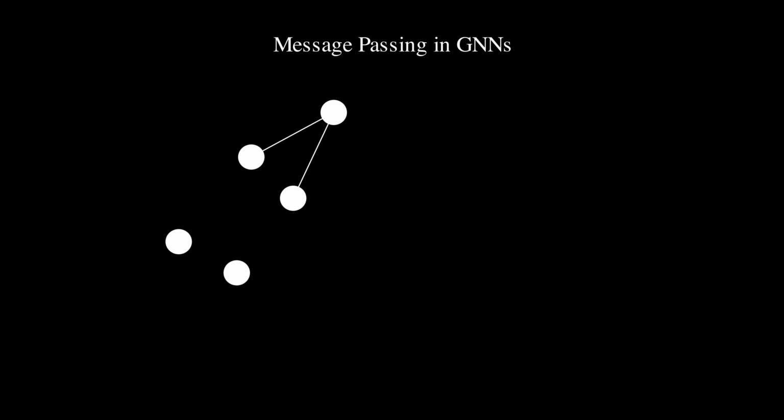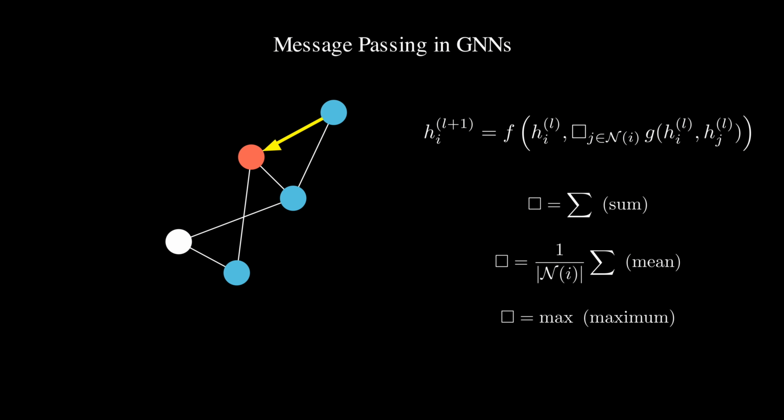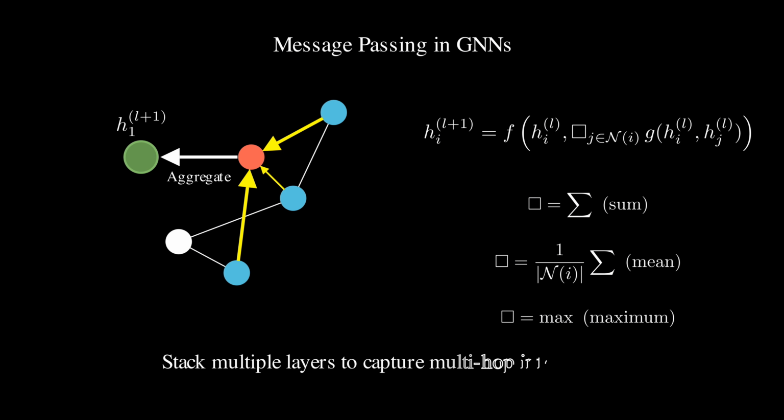This is where message passing comes in, the heart of modern GNNs. For each node, we gather messages from its neighbors, aggregate them, and update the node's representation. The formula looks like this. The hidden output h_i at layer L plus 1 equals f of h_i at layer L, aggregated over j in the neighborhood of i, of h_j at layer L. This aggregation can be either a sum, a mean, or a max operation, and gives us the next hidden value in the layer. Also, we can stack multiple layers if we want to capture multi-hop information.